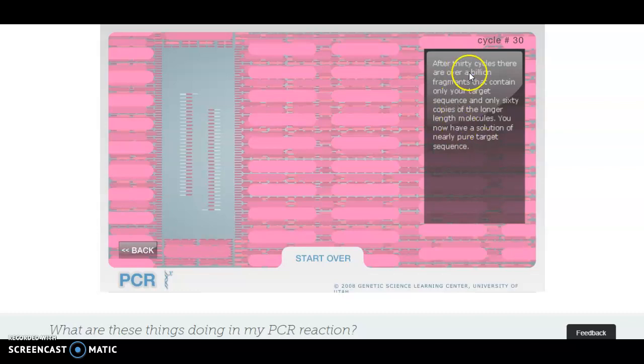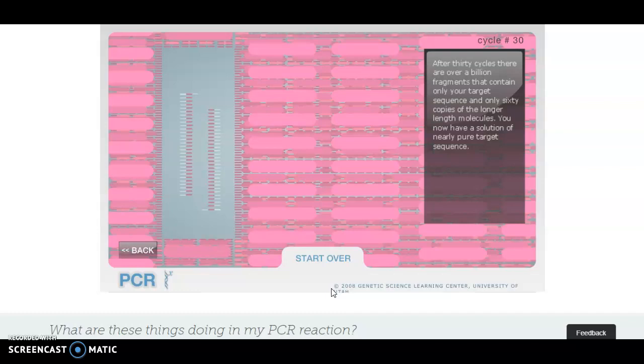All right, so after about 30 cycles, there are over 1 billion fragments that contain only the target sequence and only 60 copies of the larger length molecules. So that's actually a really efficient method of copying DNA sequences. We now have a solution of nearly pure target sequence. Now that's PCR, guys.